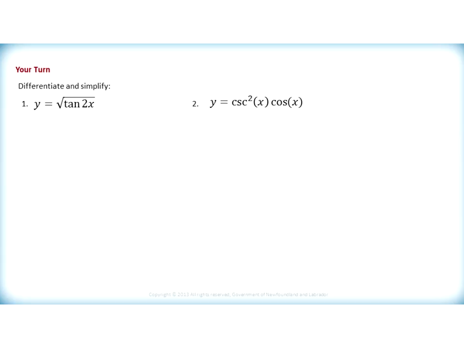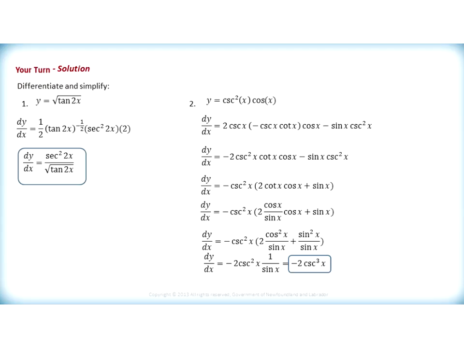Okay, let's take a look now at the your turn question. So you've got the square root of tan 2x, and then you've got cosecant squared x, cosine x. I'll jump to the solution. So if you want to pause, go ahead. And there's your solution for that, in all of its gory details and simplified guts.